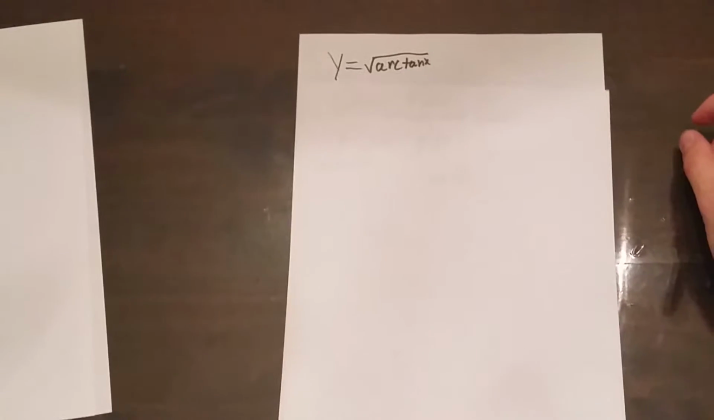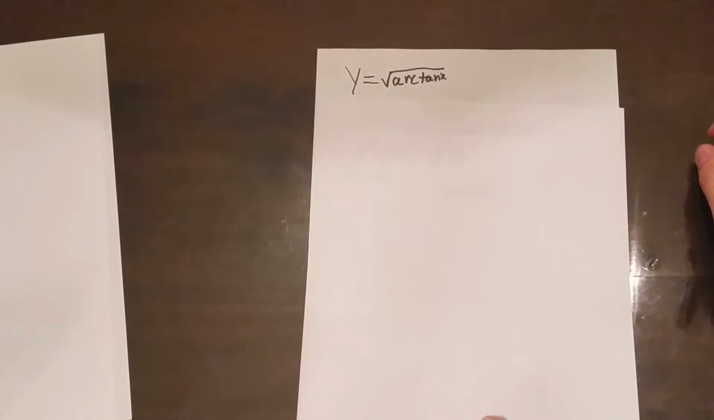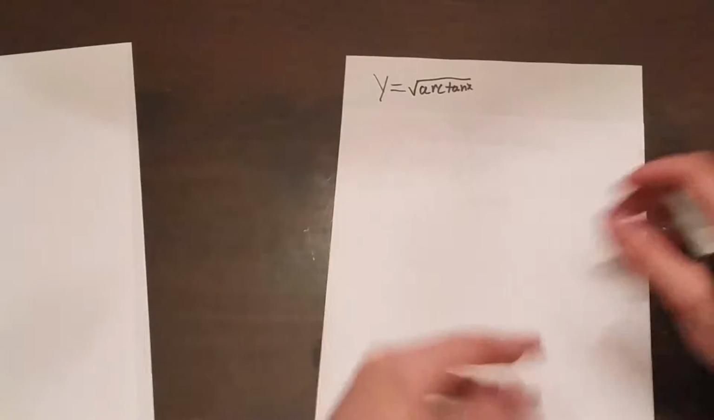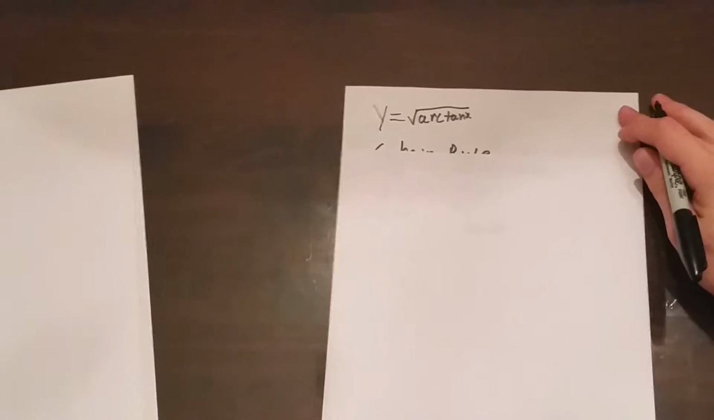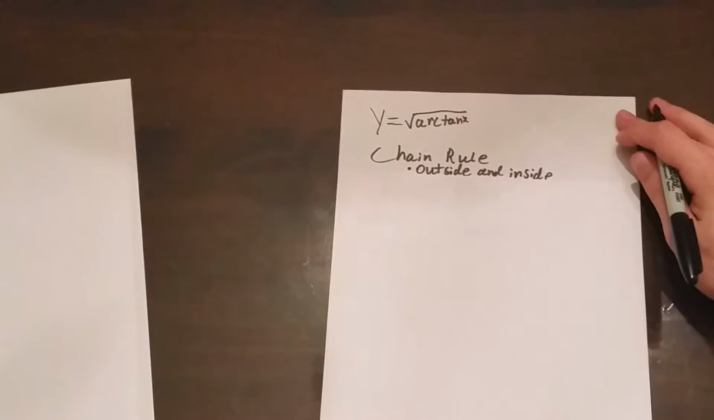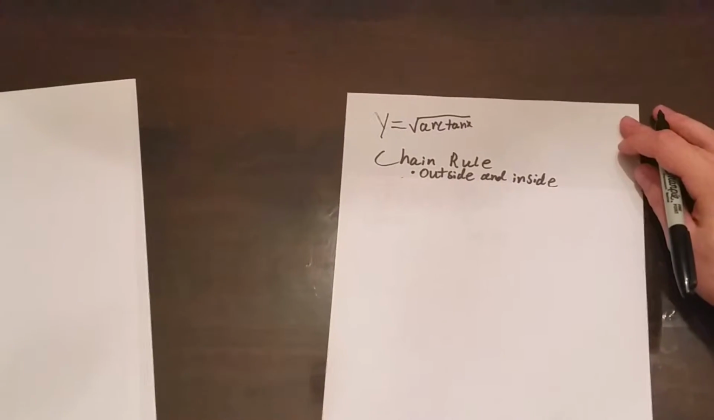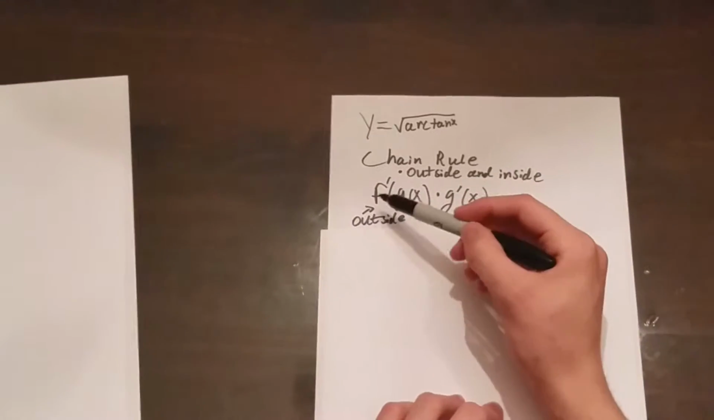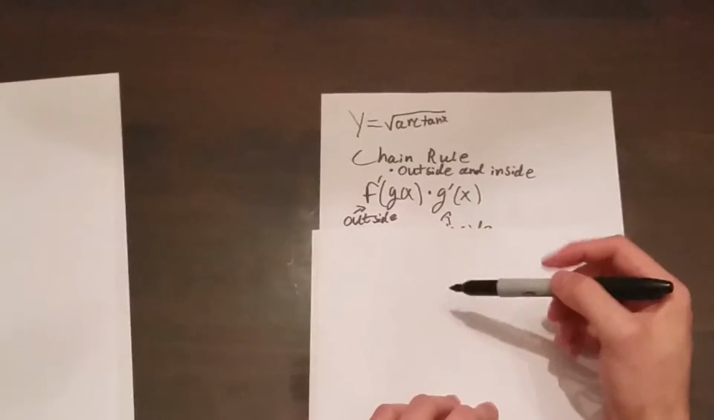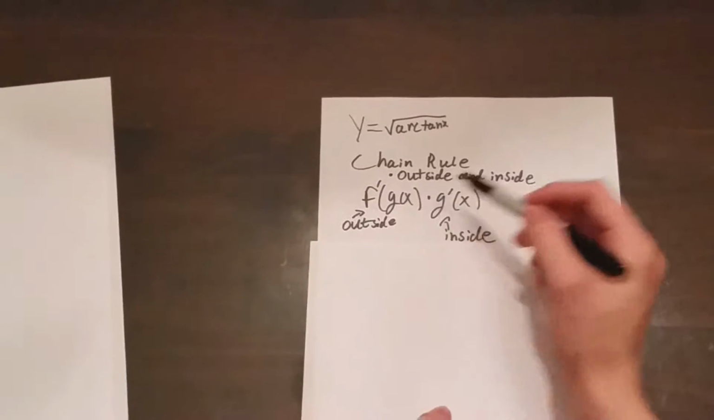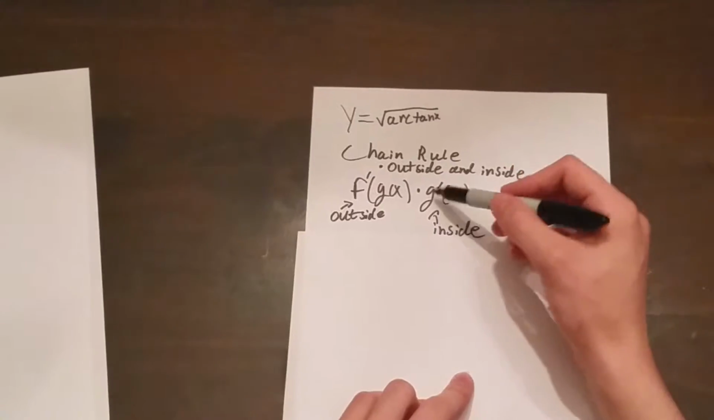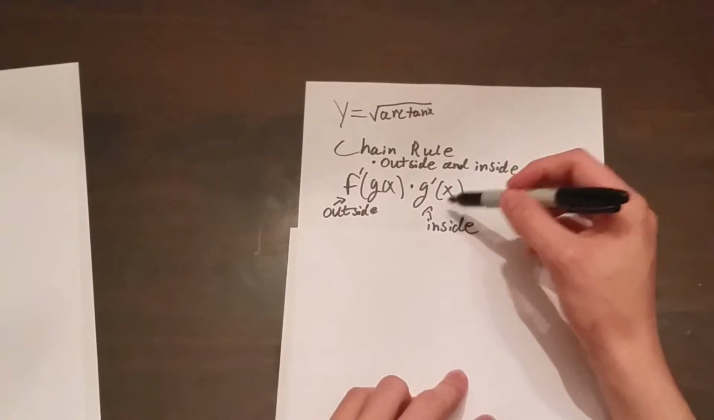Hey guys, this is Spencer Reed, and I'll be doing the problem of y equals the square root of arctangent x. And the first thing you would think of is, oh, what do I do? Well, what you do is you use the chain rule, in other words known as outside and inside. And what you would do is take the derivative of the outside function f and evaluate the inside function, and then you would take the derivative of the inside function.